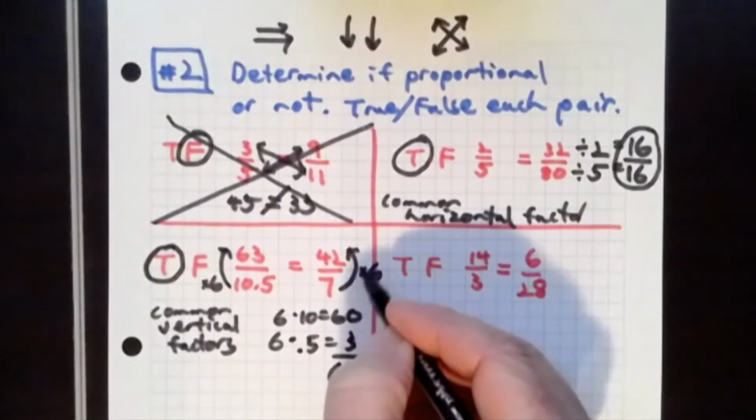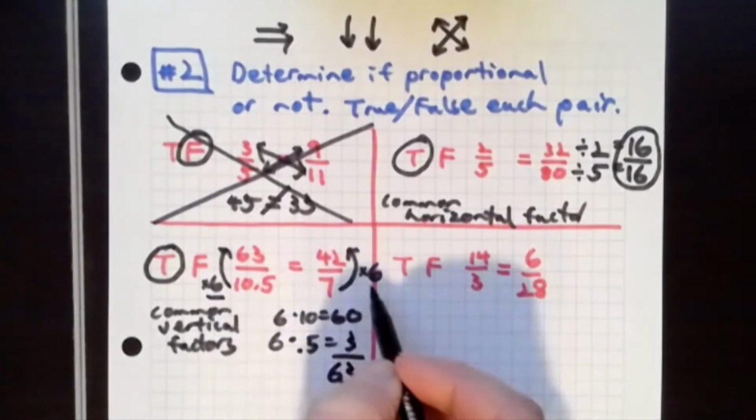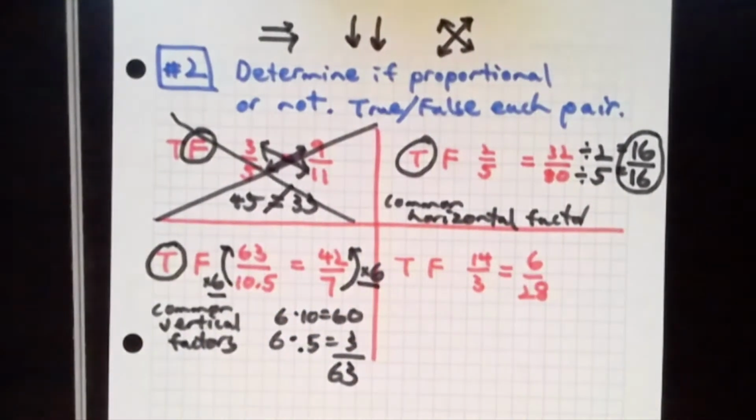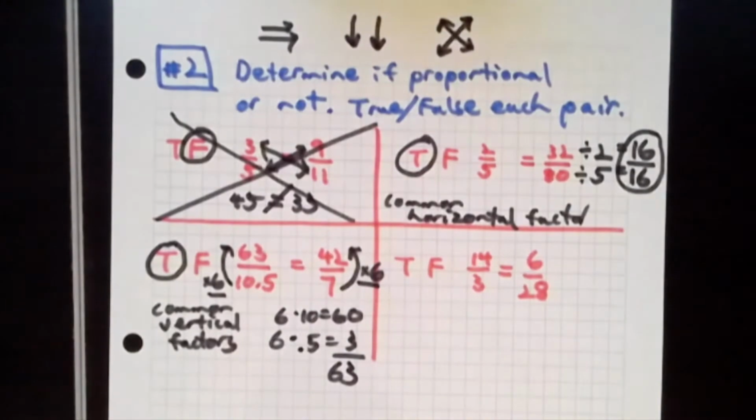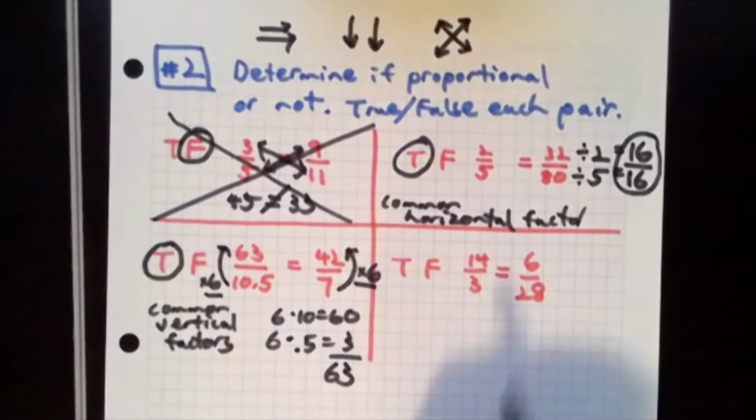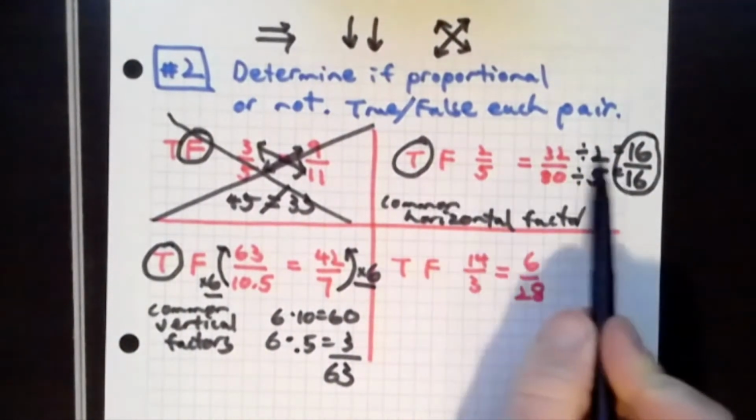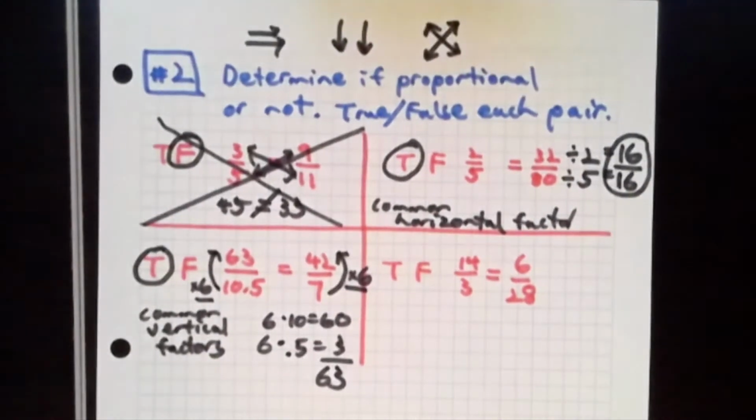They have common or same vertical factors. We can go up or down as long as we're going both up or both down. Same thing here, we can go left to right or right to left, but we've got to go the same direction, both.